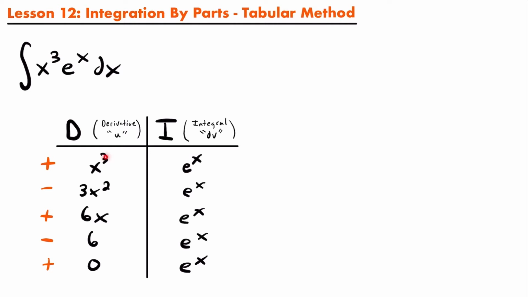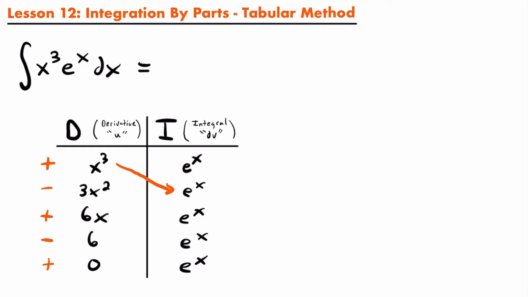We're going to start with the first term in our derivative column, and we're going to multiply that by the second term in the integral column. In other words, we are moving down in a diagonal, and we're going to multiply positive x cubed by e to the power of x. And that's going to be the first term of our solution.